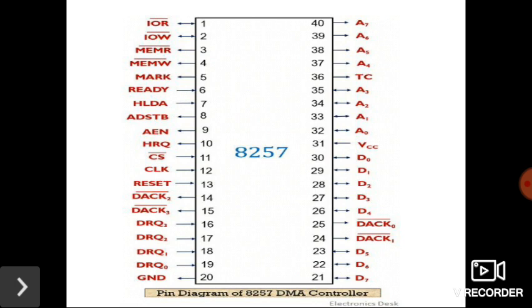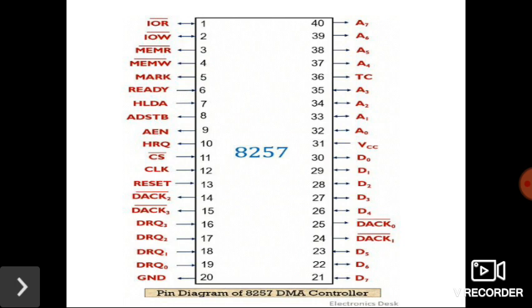Then the next one is clock. Clock is applied to the 8257 for its internal operation, which will be synchronized with the clock. Next, reset. The reset signal, we already know, is an asynchronous input signal. When this is active high, all the DMA channels are disabled, all mode registers will be cleared, and all the control lines will be in tri-state.